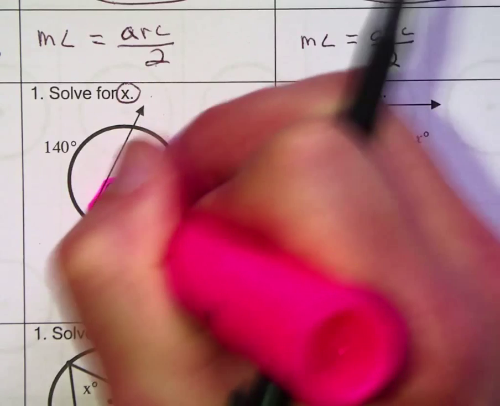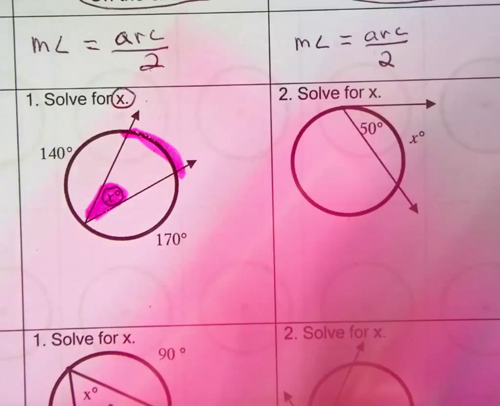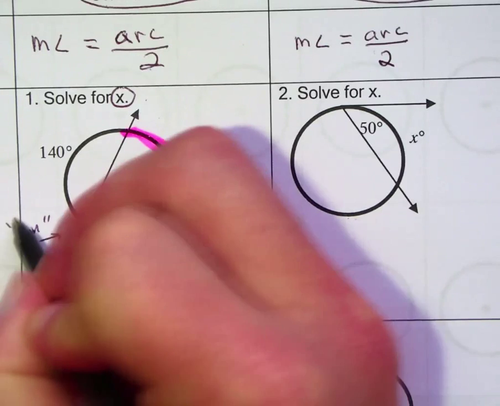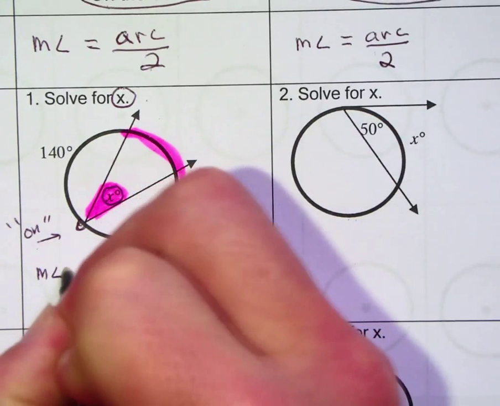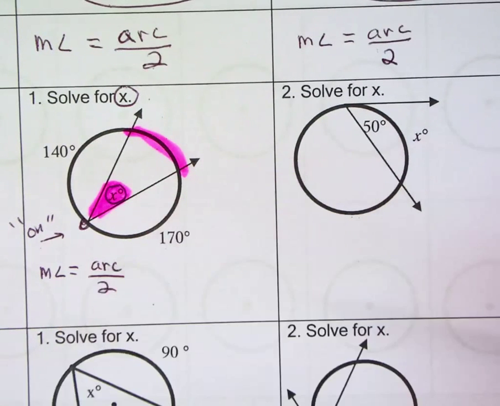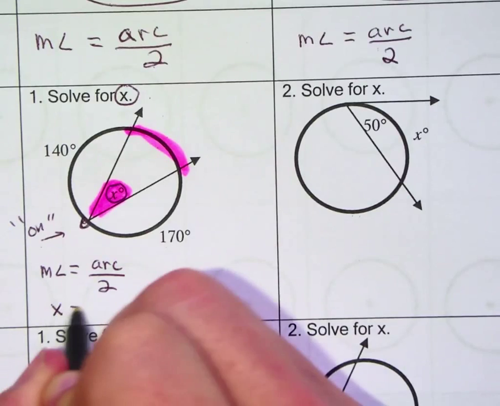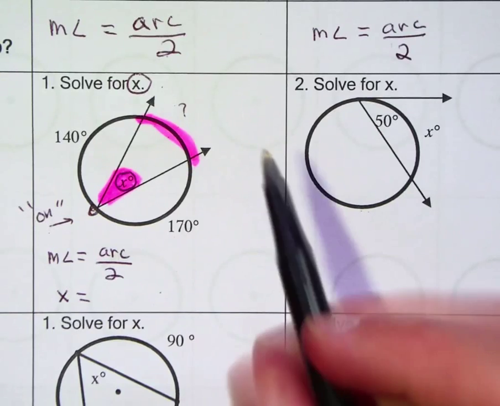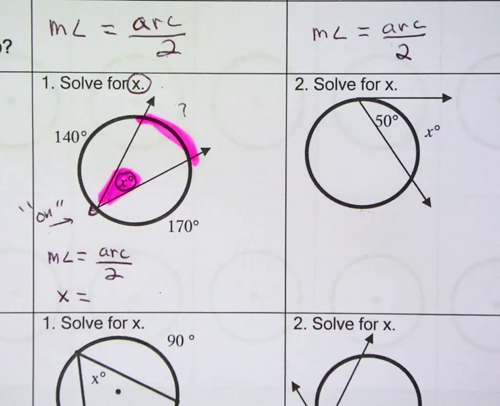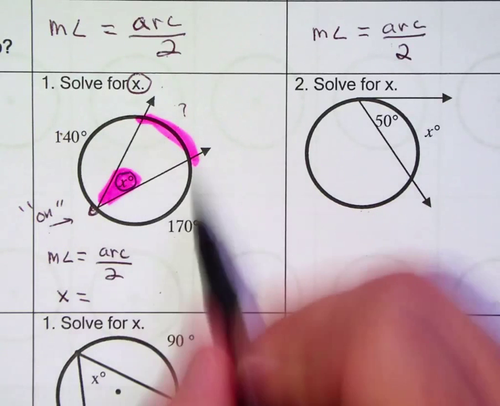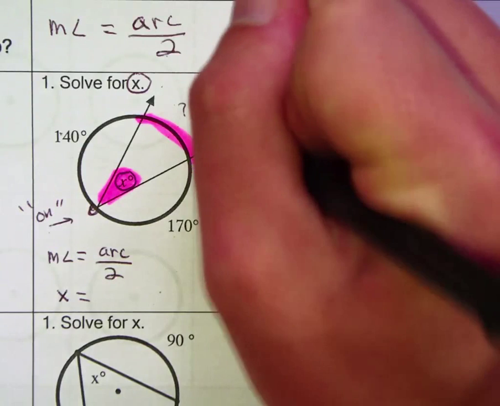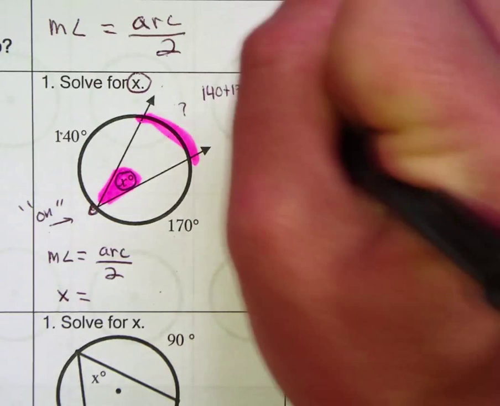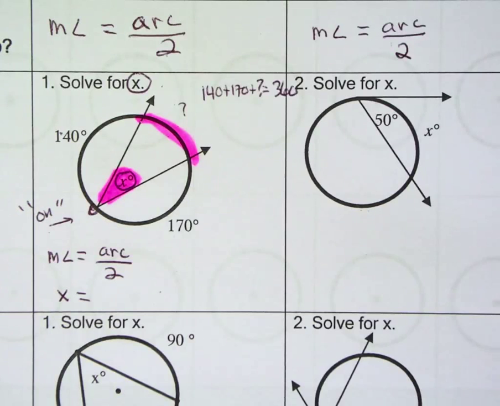This angle here, if I turn this light on, intercepts this arc. You can already see the vertex is on the circle. This is an inscribed angle, so the measure of the angle is equal to half of the arc. So my angle is called x, but I don't know how long this is right here. And sometimes I get tricky, and you have to know another relationship, which is the full circle is 360. So I have 140 over here, 170 over here. So basically, the relationship is 140 plus the 170 plus my question mark is equal to 360.